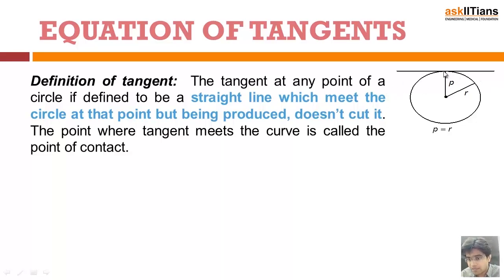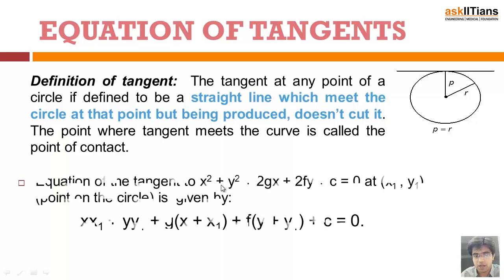Now the point where the tangent meets the circle is called the point of contact, because that is the only point where the tangent and circle are meeting each other. So that is the point of contact. Now again, this was the figurative explanation. Now how do we find it mathematically?